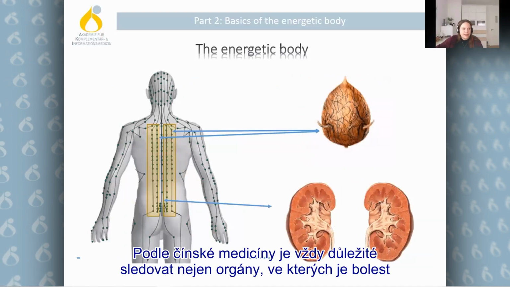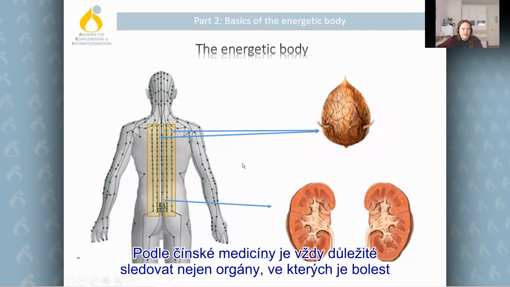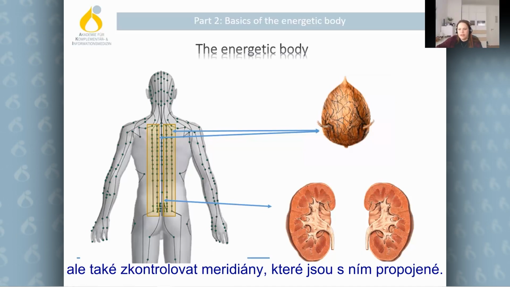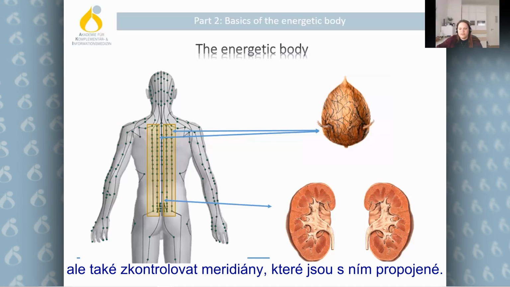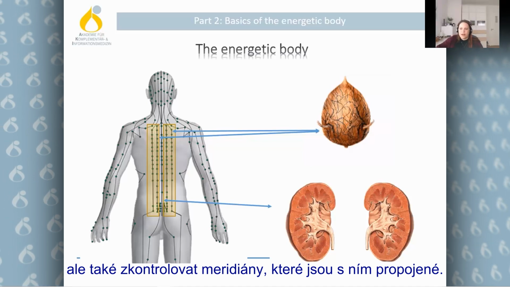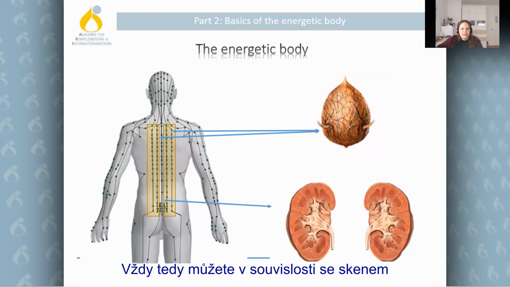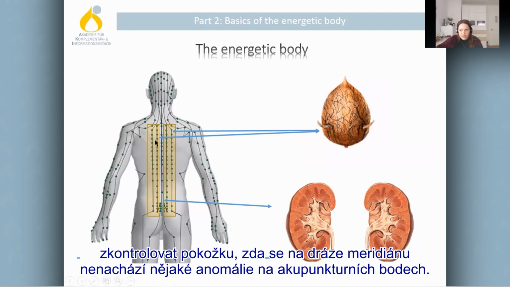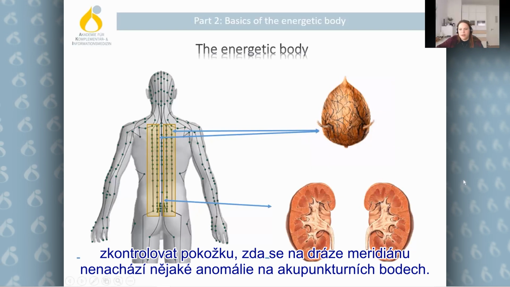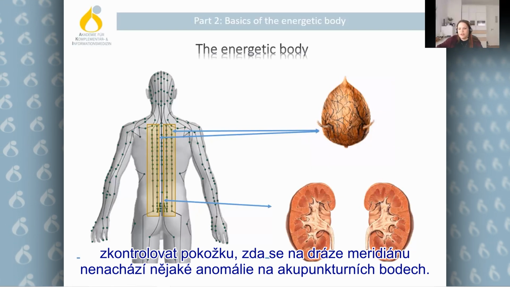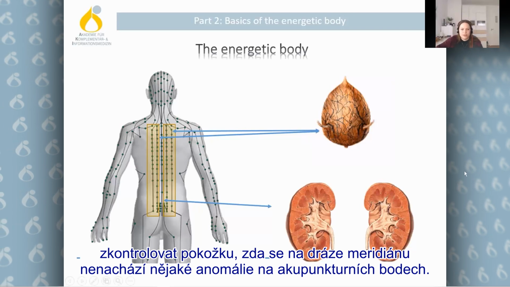Also with Chinese medicine, it's always important to see not only what kind of organs are having any symptoms or pain, but also to check if any meridians are connected with these symptoms or stressors. What you can always bring with your scan is to check the skin zones, skin structures, where you maybe find the acupuncture points. So you can always bring this together with a measurement of the system.